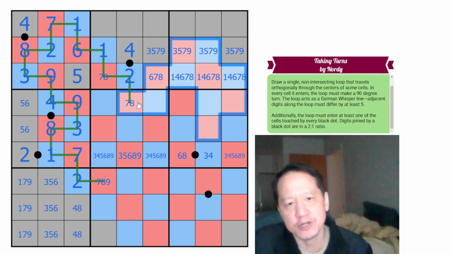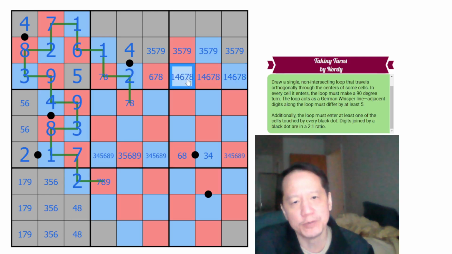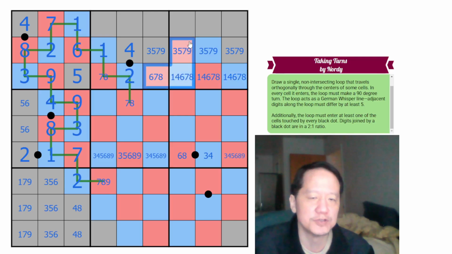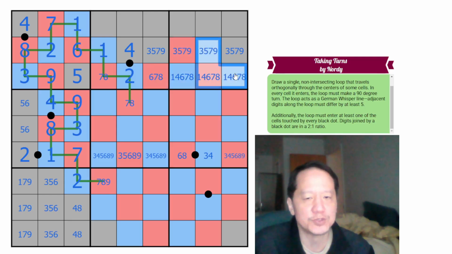Except if it tried to go that way, so say it went along that path. The problem is we know there's two lows here, and one of them has to be 1 or 4, right? So if both of them are on the German whisper line, the 4 can only be next to a 9, but it has to specifically enter in this way and then exit out, or enter in this way.